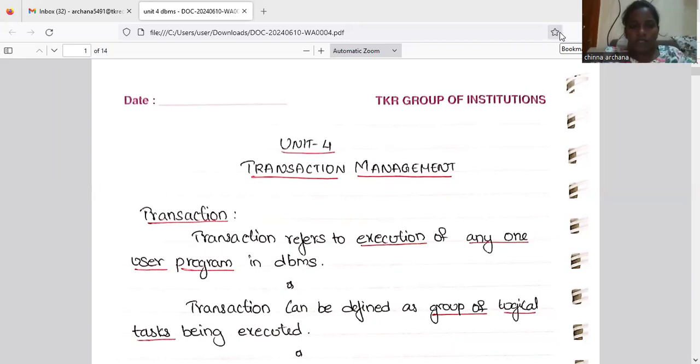Hello, everyone. Today I'm going to explain transaction management, which is the fourth unit in our DBMS subject. So I'm sharing the slides. Just check on this.